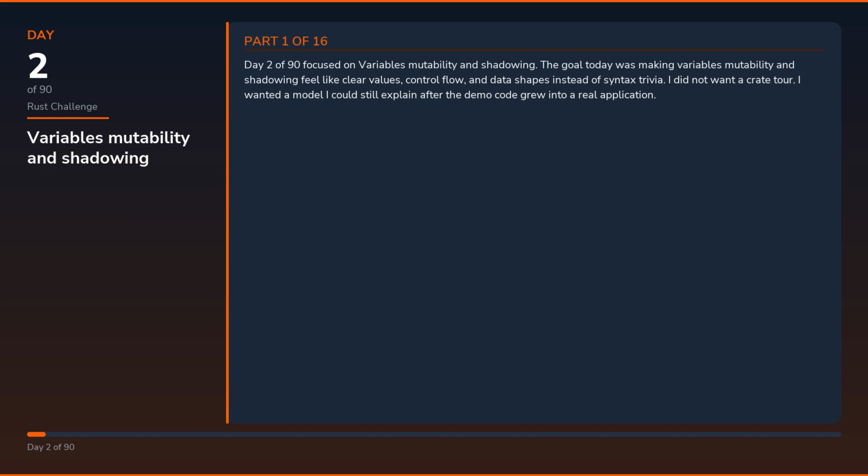Day 2 of 90 focused on variables, mutability, and shadowing. The goal today was making variables, mutability, and shadowing feel like clear values, control flow, and data shapes instead of syntax trivia. I did not want a crate tour. I wanted a model I could still explain after the demo code grew into a real application.